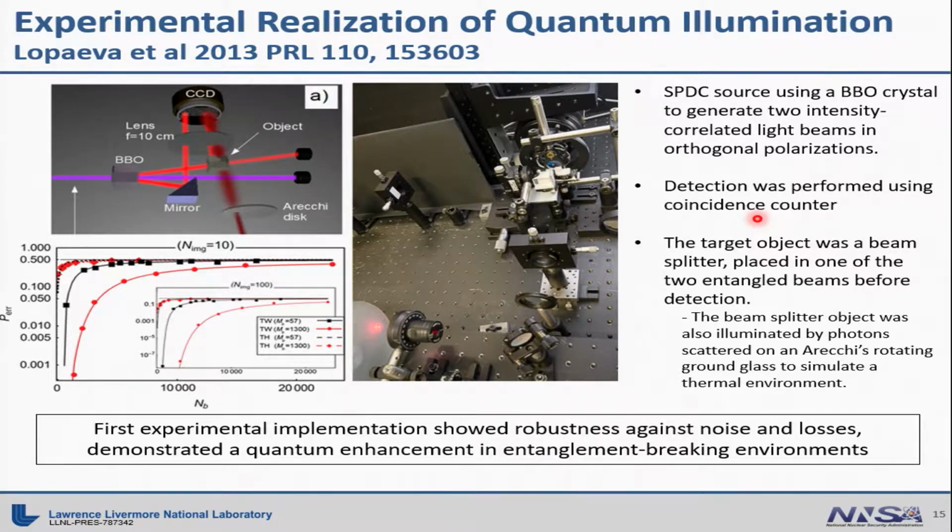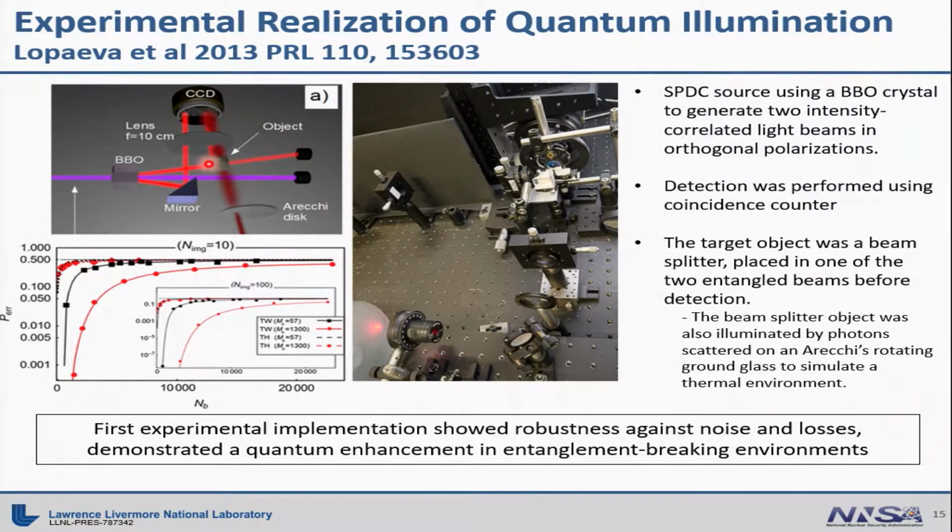And so this is an example of an experiment they were performing. They direct a laser onto a special kind of crystal that generates a pair of entangled photons. One of those photons they directed over towards a mirror, which was then immediately detected with a CCD. The other photon, with its entangled partner, was directed towards an object, in this case a beam splitter.